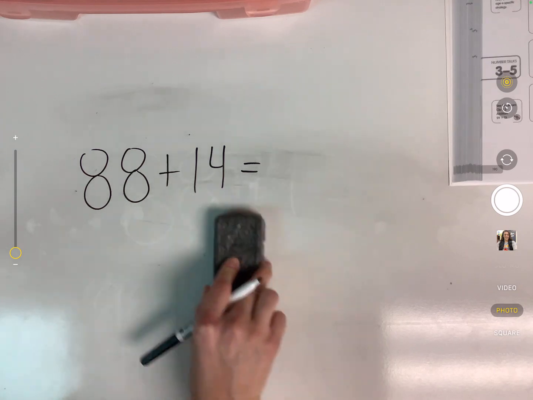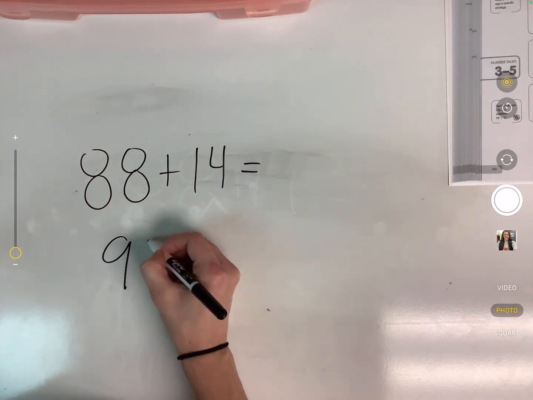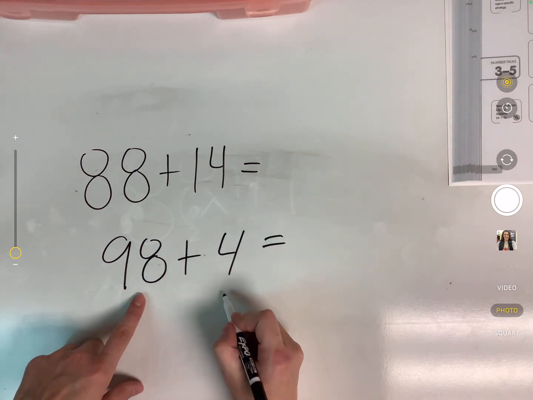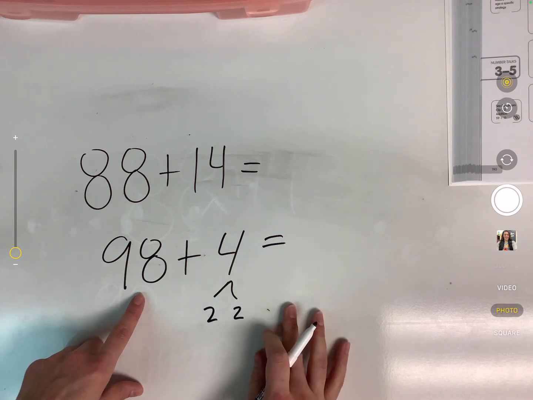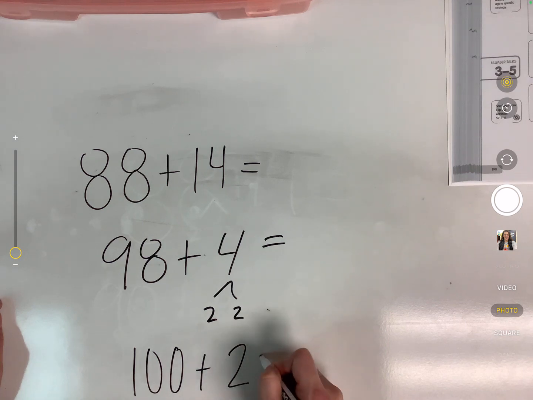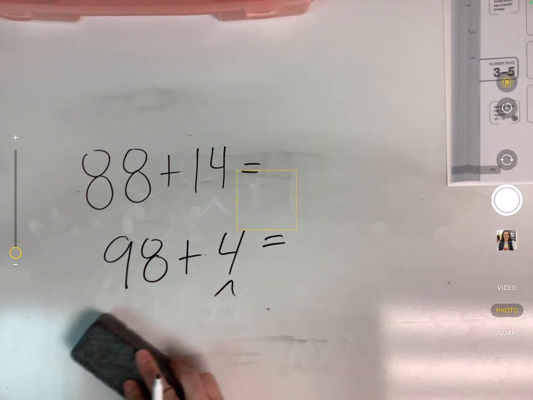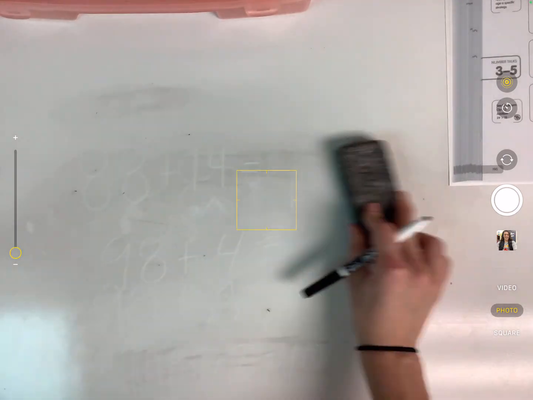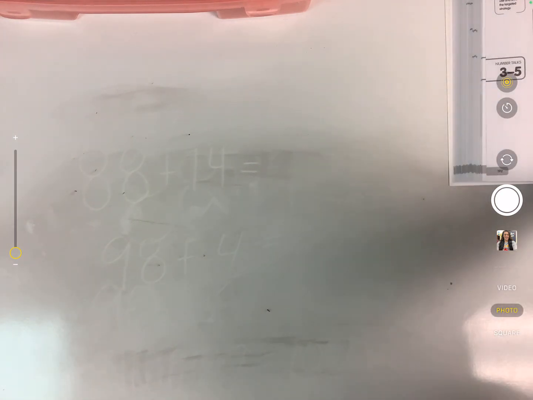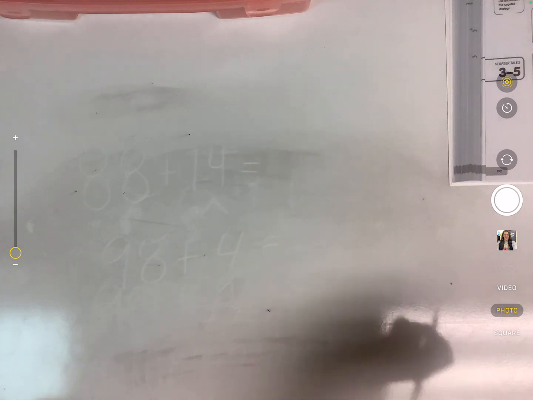Another way that you could look at this problem is you could do 88 and 10. That would make 98, right? And you still have that 4. And you could separate this into 2 and 2. You could do 100, plus 2, that's 102. So there's a lot of different ways that you can simplify adding numbers, right?